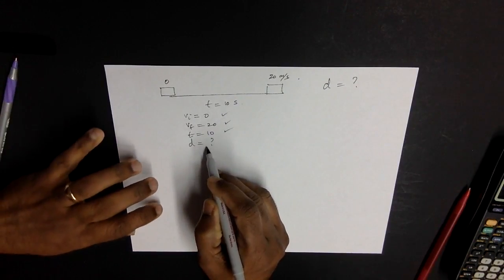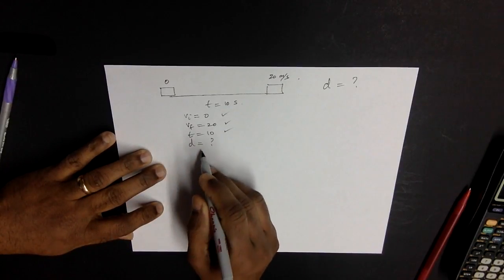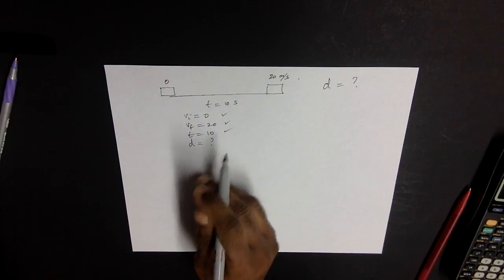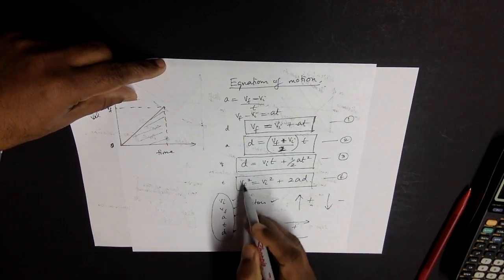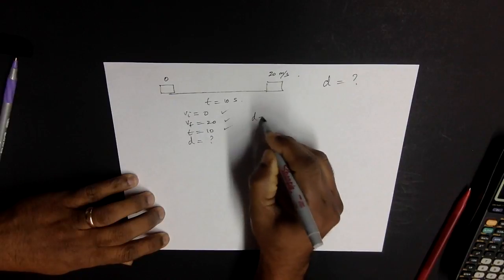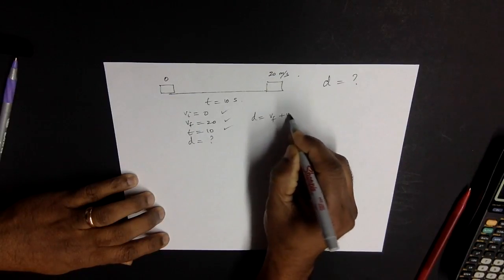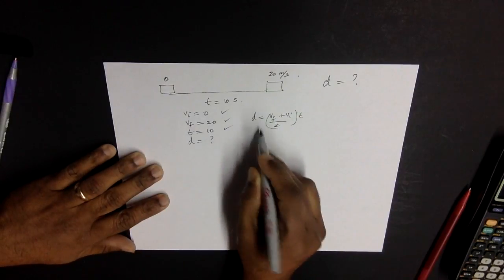Something is not given to you. What is not given to you? Acceleration. So since acceleration is not given to you, you have to pick the equation that doesn't have acceleration. This is the equation that doesn't have acceleration. So pick that equation up and write it down. VF plus VI divided by 2 times time. And then just faithfully substitute.